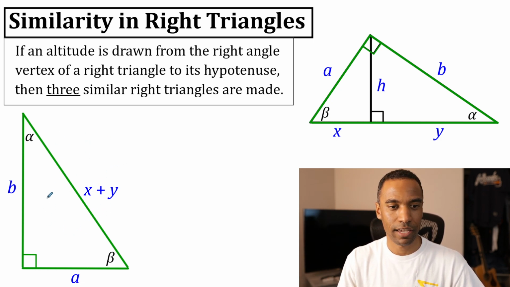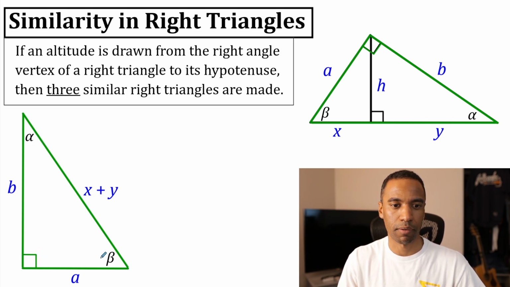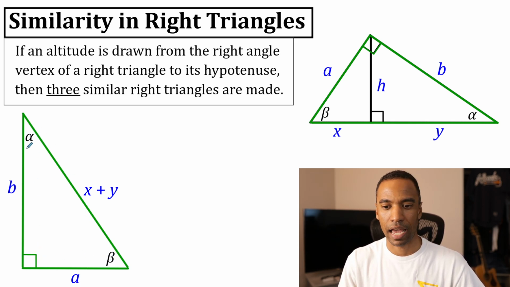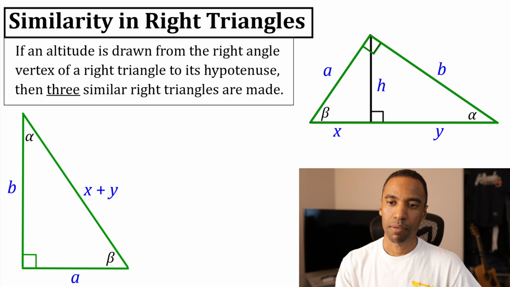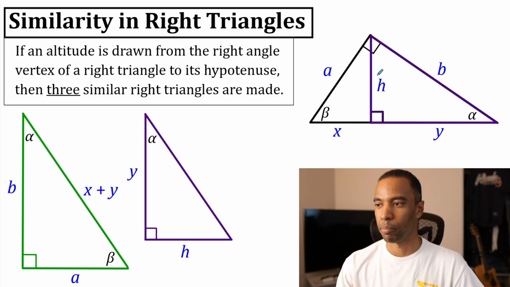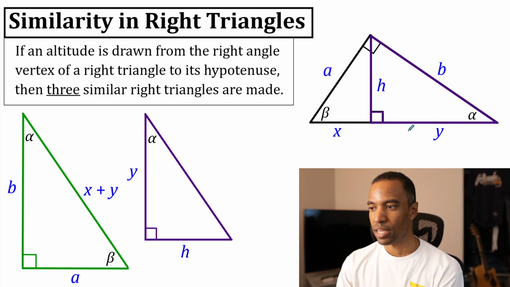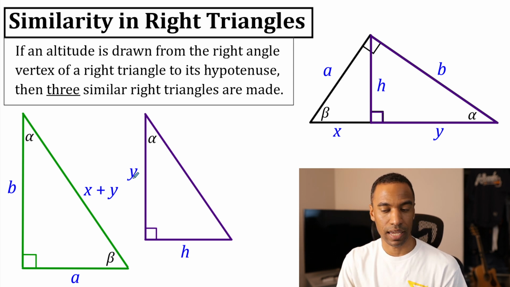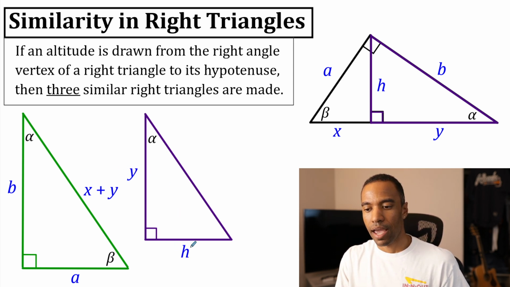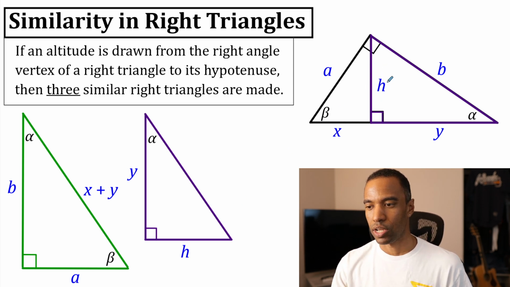So there's that big triangle right there, organized and oriented in such a way that the right angle's on the bottom left, beta's on the bottom right, and alpha's at the top. Now let's look at the medium-sized triangle right here in purple. The medium-sized triangle features alpha at the top right here. Drawing down to the right angle is segment length Y, which apparently is the long leg. So long leg with long leg right there. And then we have the short leg, which is H.